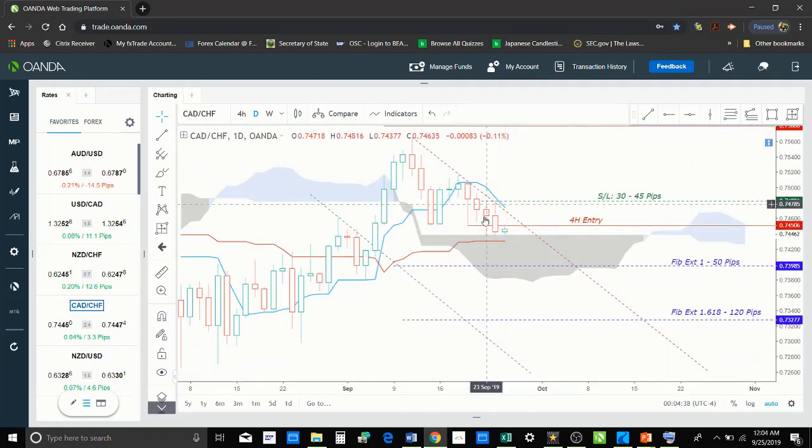CAD Swiss is a trade that I talked about on my $1,000 Forex trader vlog journey. I said I would probably take this trade to the upside. However, this candle came and pulled the bulls down, so it's currently bearish. I don't think this is going to return to a bullish market anytime soon. I'm thinking this is going to make a few new lows. I set a stop loss about 30 pips above this entry right here. You'll see fib extension 1 is about 50 pips. Fib extension 1.618 is 120 pips.